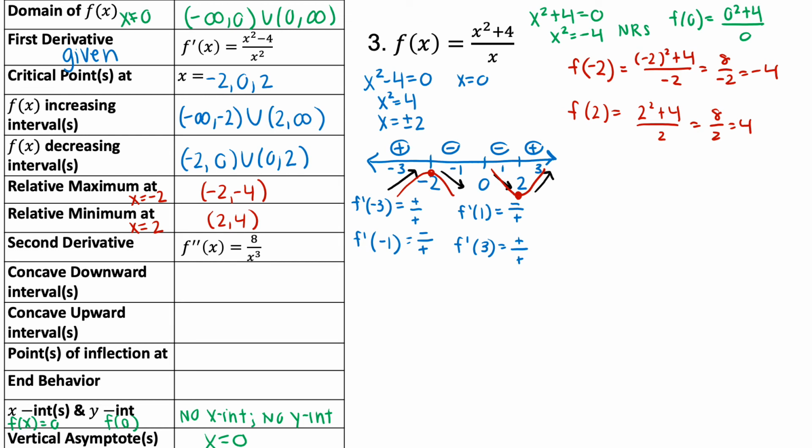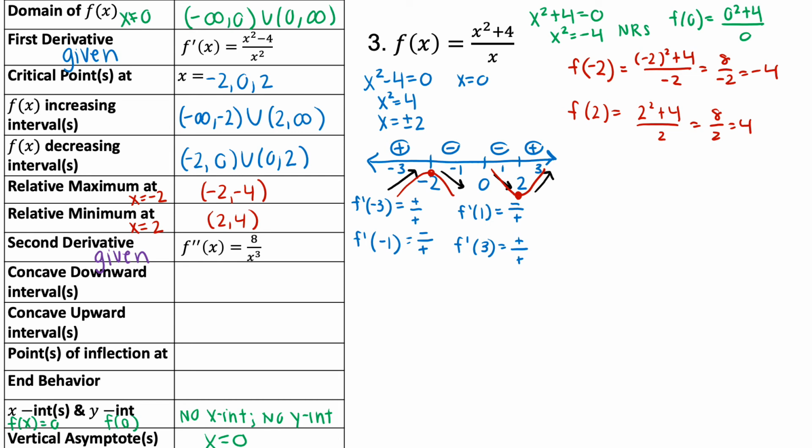That's everything we can get from our first derivative, so now I want to go ahead and find our second derivative. Again, please feel free to use your quotient rule to find your second derivative. However, if you notice, in this case, it was given to you. So our second derivative is 8 over x cubed. We want to find our intervals of concavity, so we're going to set our numerator equal to 0, nothing happens.